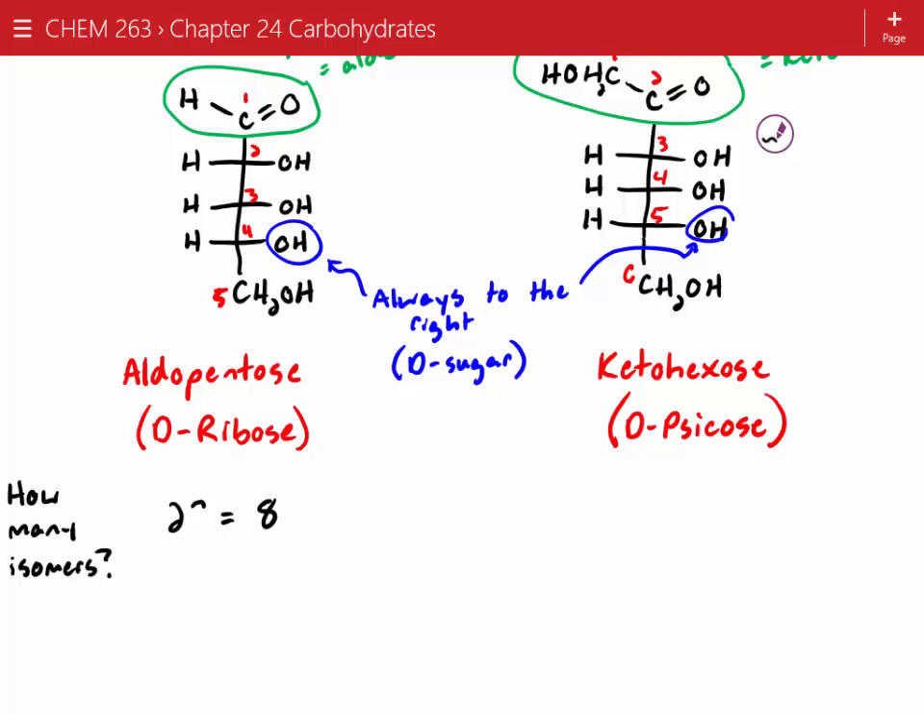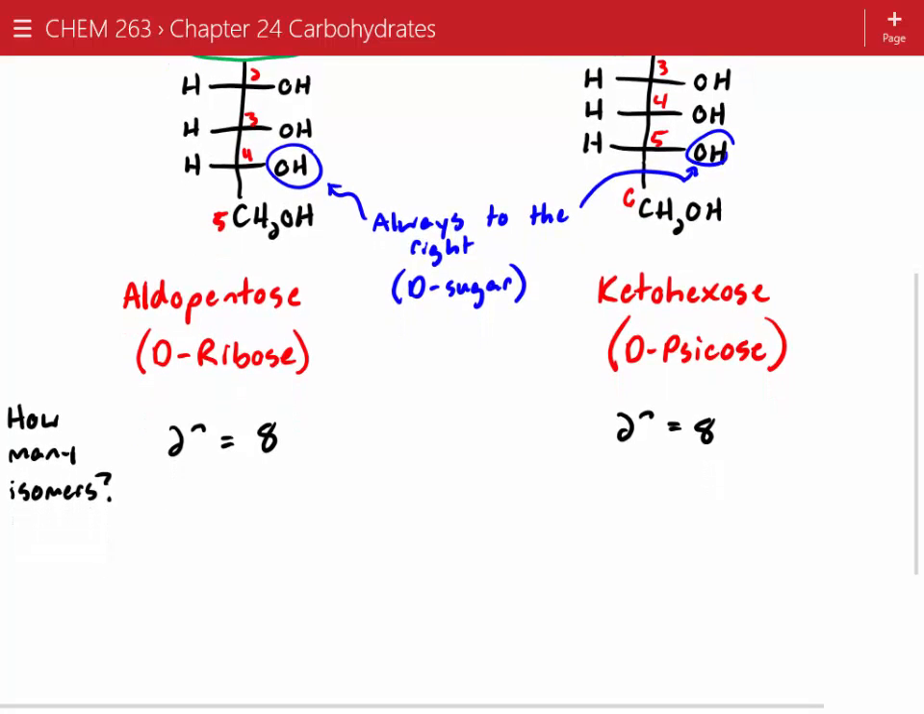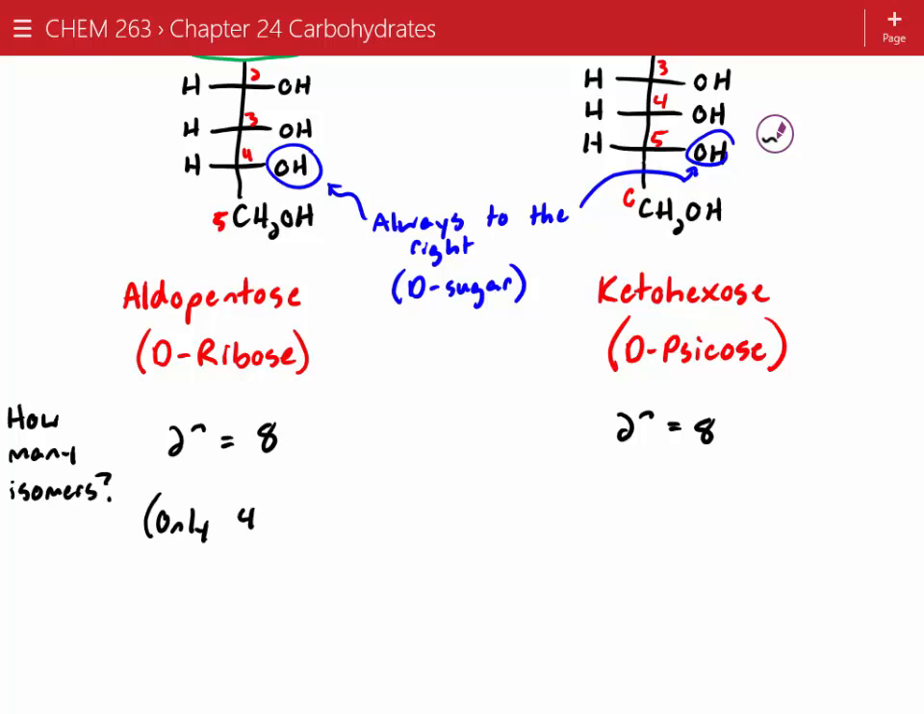Versus for the ketohexoses, we've got the same thing, 2 to the n equals 8. But if we look at our sheet, we only have 4 of them, and why is that? Exactly. So we could say only 4 are natural. You could theoretically make 8 different isomers, but only 4 will occur naturally on our planet, at least that we are aware of.